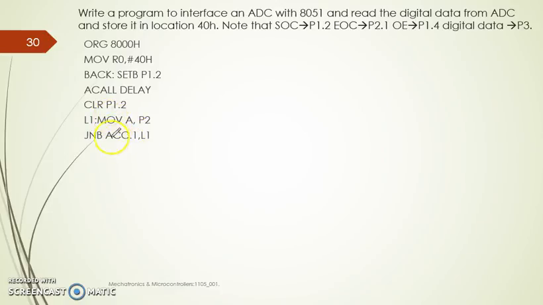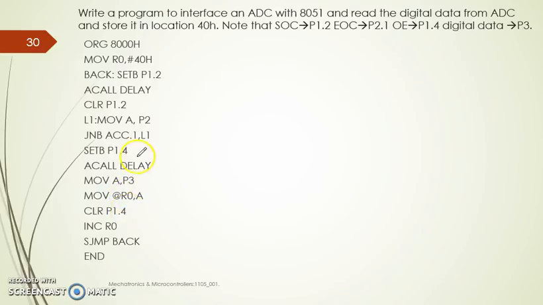This will be continuously executed till a logic high is received on pin P2.1. Once it is received, we have to give the OE signal. So SETB P1.4, call delay, read the data from port 3 to the accumulator, load it at location 40H and clear the OE signal. Increment R0 so that the next converted data can be stored in location 41H, and this has to be repeated, so SJMP back.